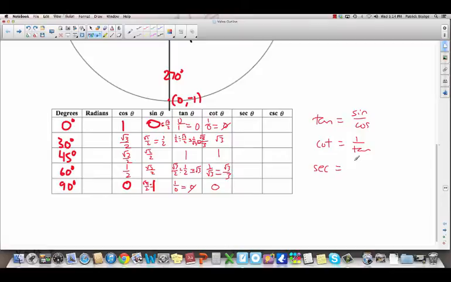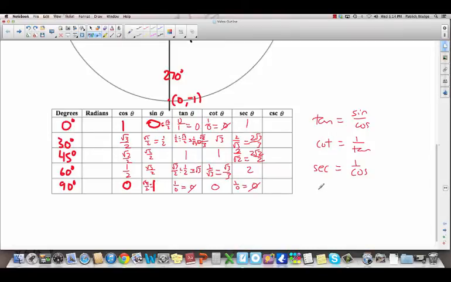Secant's the same as 1 over cos. So look at your cos values and flip them. 1 flipped is still 1. Root 3 over 2 flipped is 2 over root 3, which is the same as 2 root 3 over 3. Root 2 over 2 flipped is 2 over root 2, which is the same as, if you rationalize, 2 root 2 over 2. 1 over 2 flipped is 2, and 0 flipped is 1 over 0, which you can't do.